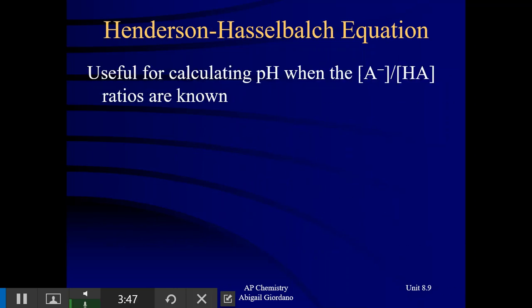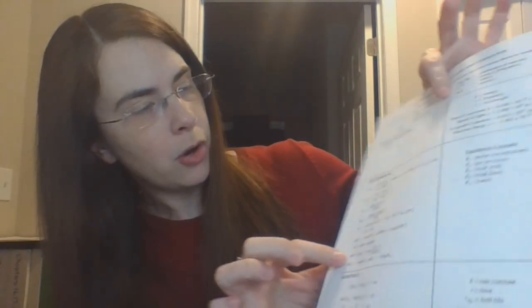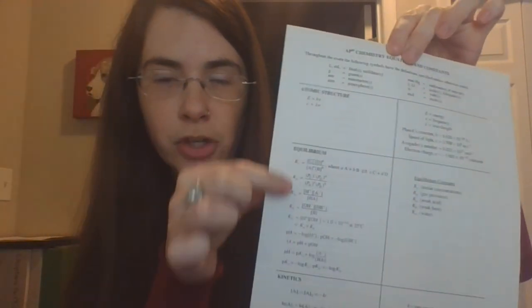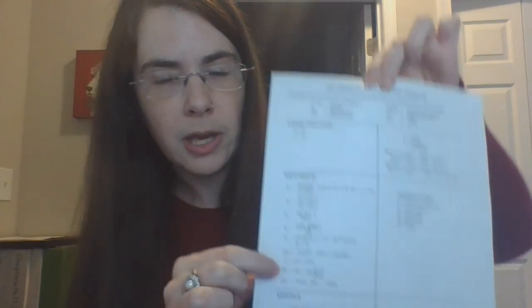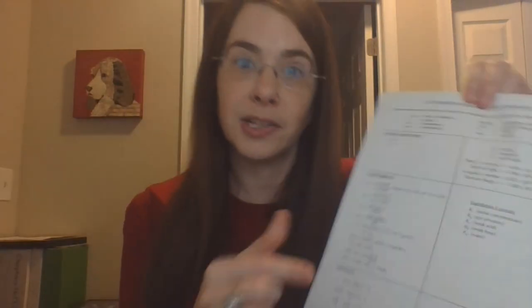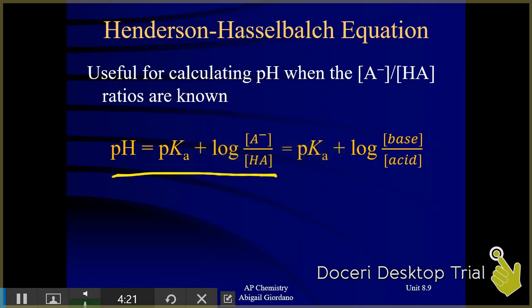Now, on your equation sheet, ladies and gentlemen, if hopefully you have that nearby, let me just show you where this is. There is an equation right here. In this equilibrium section, towards the bottom of that section, there is an equation second from the bottom. That is called the Henderson-Hasselbalch equation, and that's what we're going to be talking about today. So I want you to be looking at that equation, and this is how it appears on your equation sheet. So I want to break it down for you.